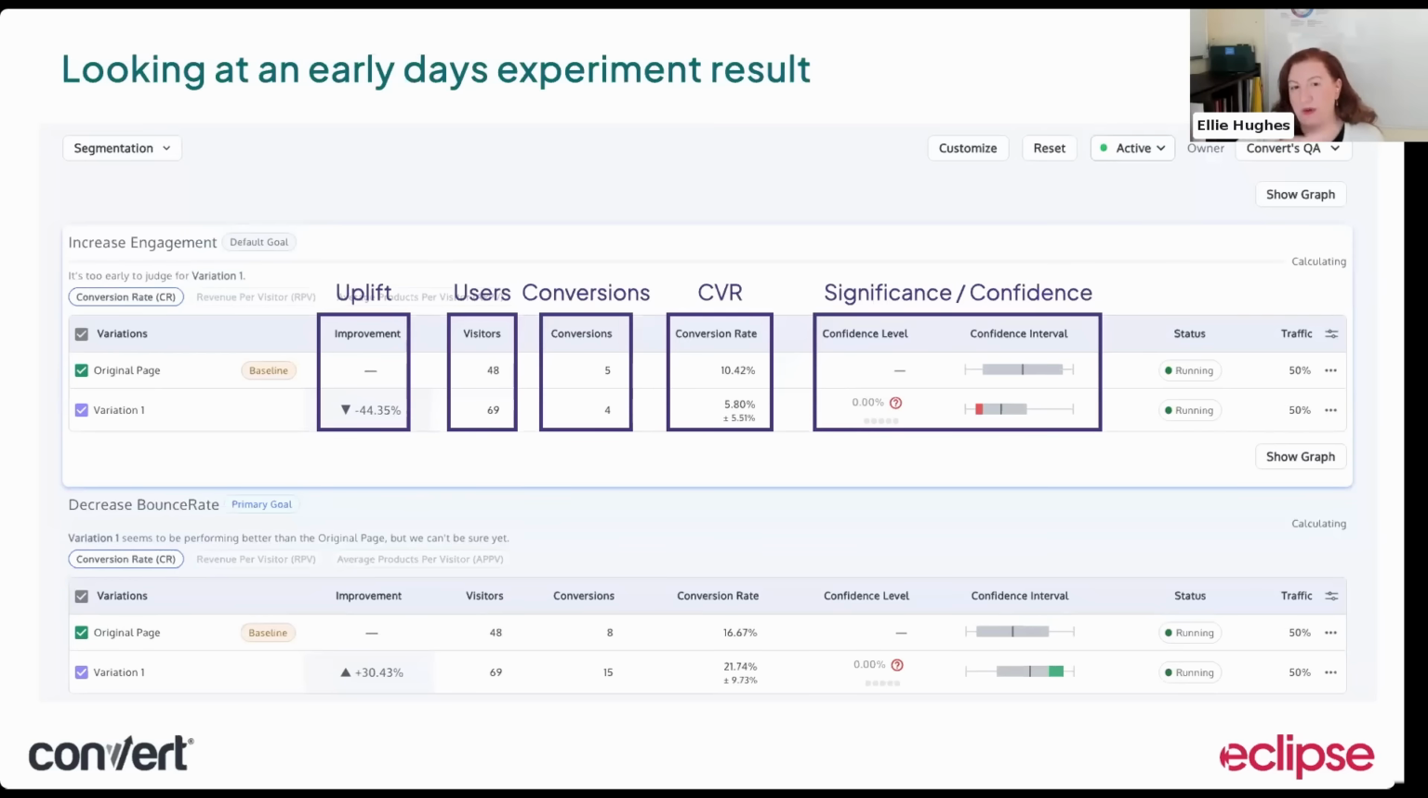So if you run it for a month, you can see, especially if you're a subscription-based business or a B2B business, actually looking at the complete cycle within a month and including that all within your test period so that you've got it all captured. That might be an important thing to think about when you're sample sizing. So that's looking at early days of an experiment result.